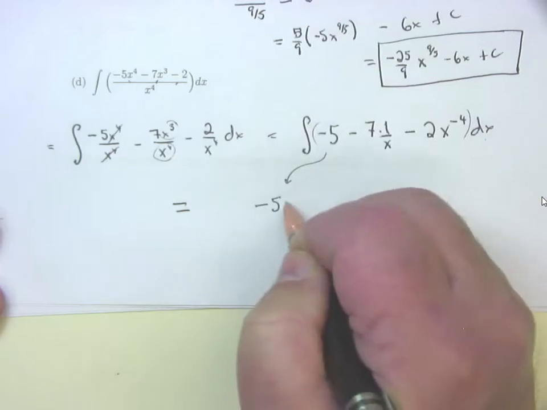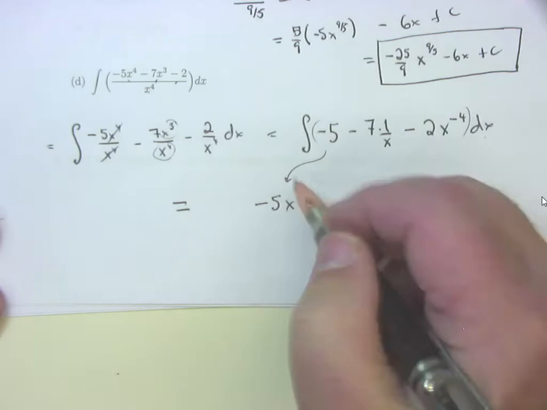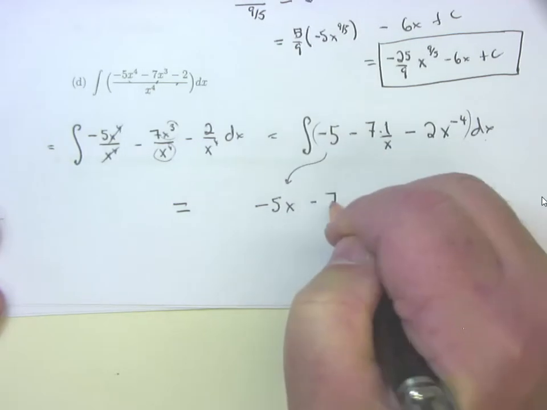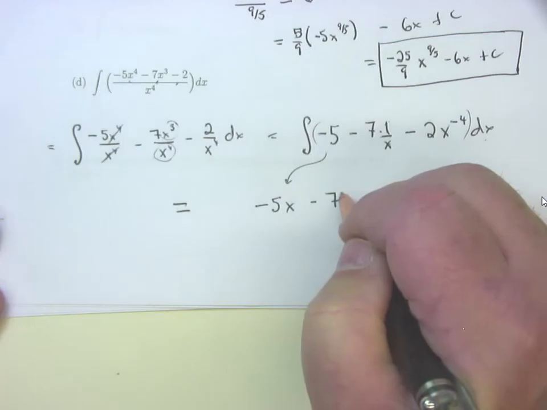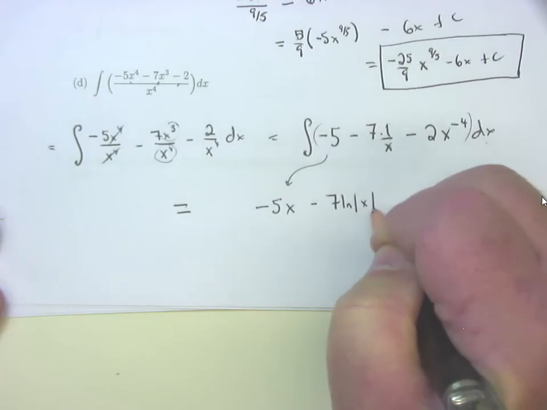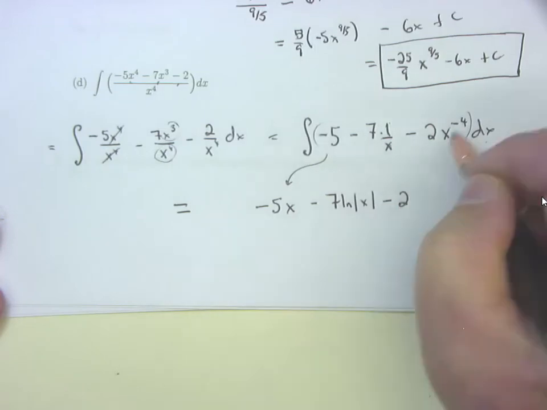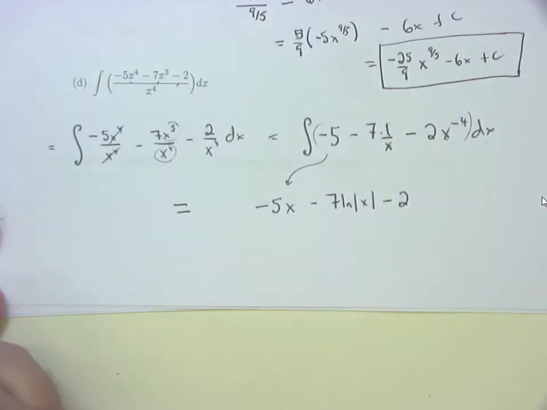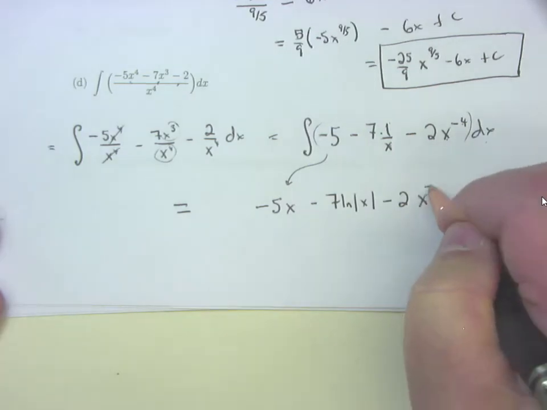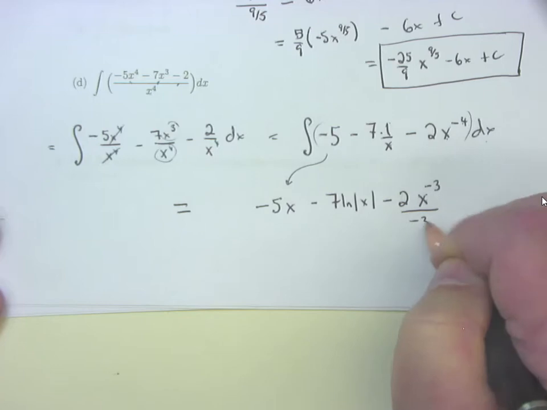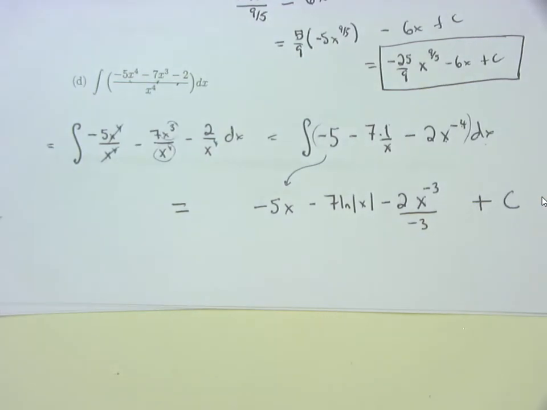Negative 5 times x. The integral of a constant is a constant times x. Minus 7 is a constant. That holds over. What's the integral of 1 over x again? Natural log absolute value of x. Minus 2 is a constant. It holds over. What's the integral of x to the negative 4? Add 1. What do you get? x to the negative 3 over negative 3. And then we put one big plus c for my constant of integration.